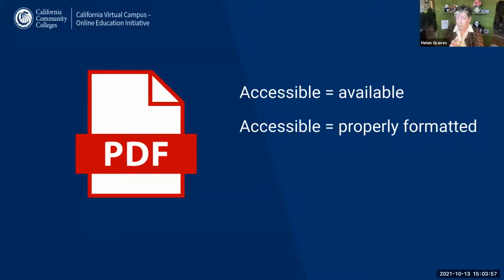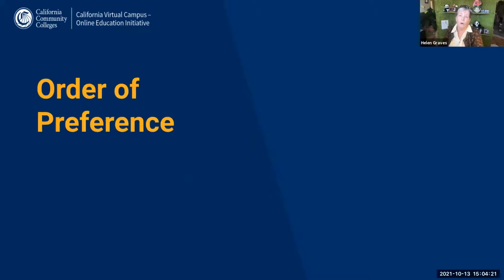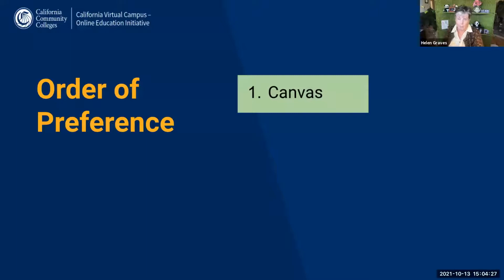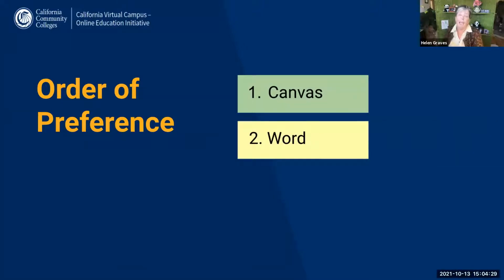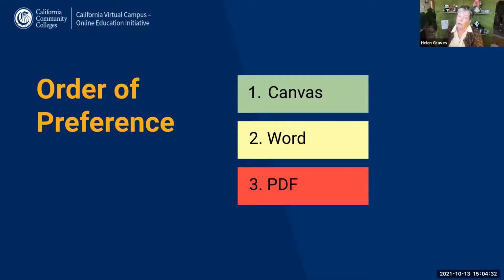With PDFs, if the original Word document was not formatted for accessibility, the converted PDF is not going to be either. And in fact, at times, even if the original document was formatted properly, new formatting issues sometimes get introduced during the conversion process. So here's the official recommendation for working with content documents. Canvas pages are best whenever possible. Word is second best, and PDF is a last resort. I always say PDFs are a PIA.